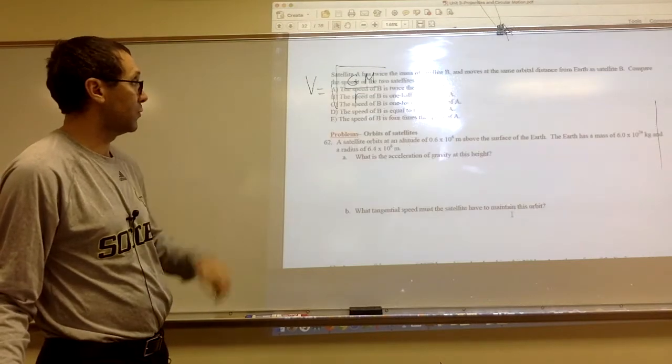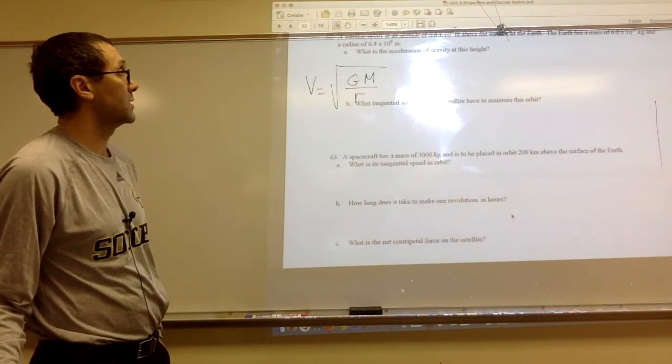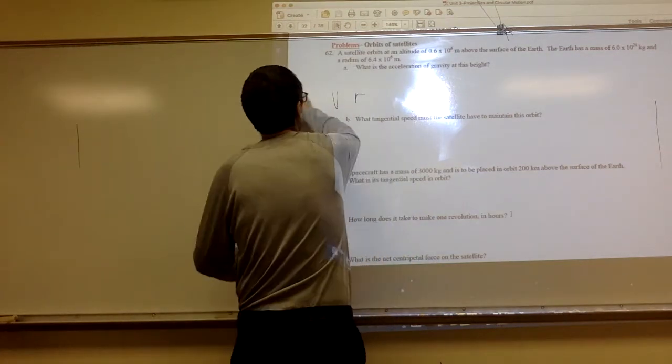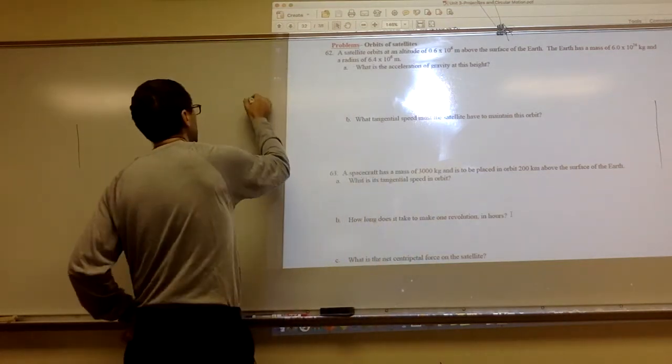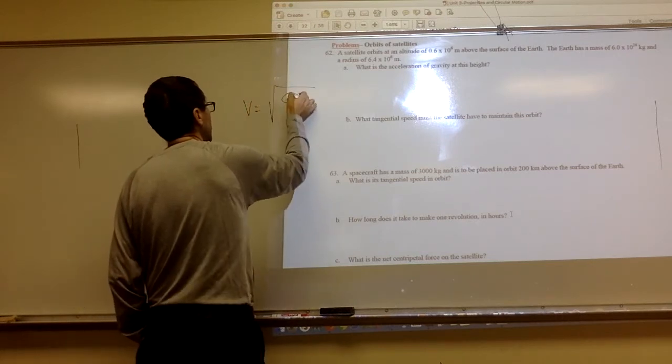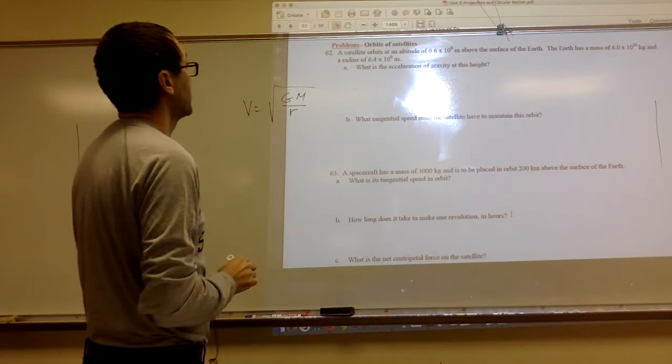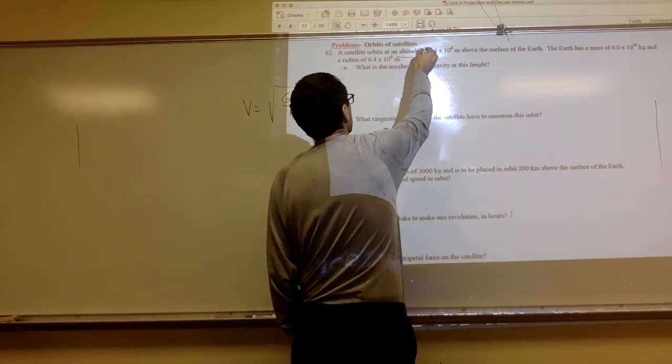Because they are both falling. That's your explanation conceptually, if you ever have to explain it conceptually. Okay. So V equals the square root of GM over R, the whole thing under a radical. All right. Now here you have to pay attention to the word altitude, right?